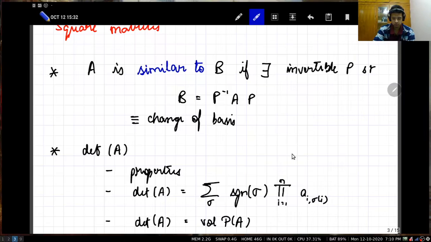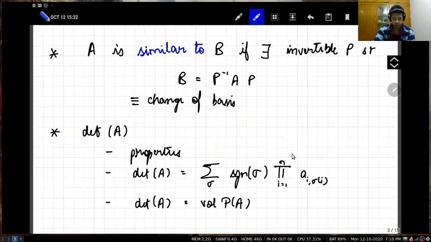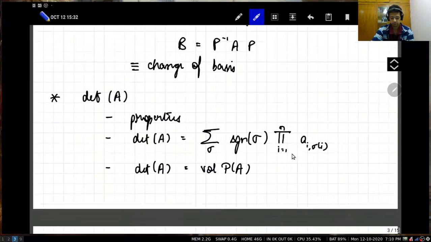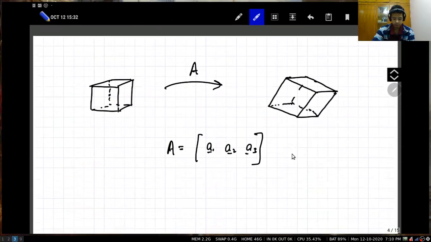Also in the last couple of lectures, we defined the determinant of a matrix. We saw some properties, then we derived this formula for the determinant of A in terms of permutations, and geometrically we saw that the determinant of A represents the volume of the parallelepiped defined by the vectors, the columns of A or the rows of A, depending on however you want to define it. Right.